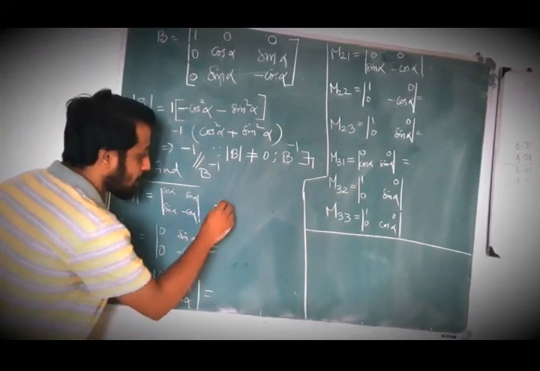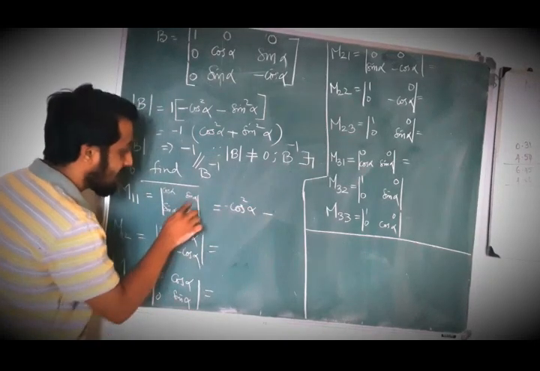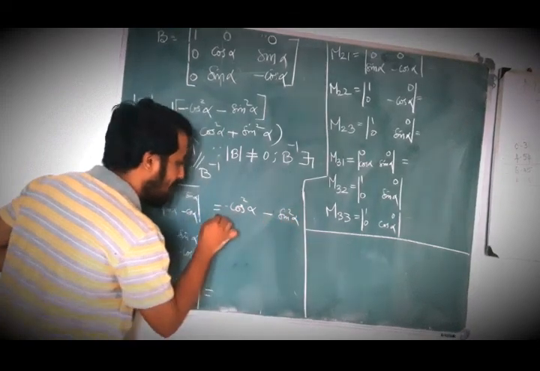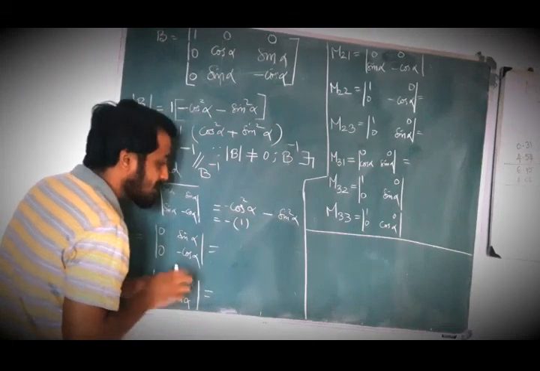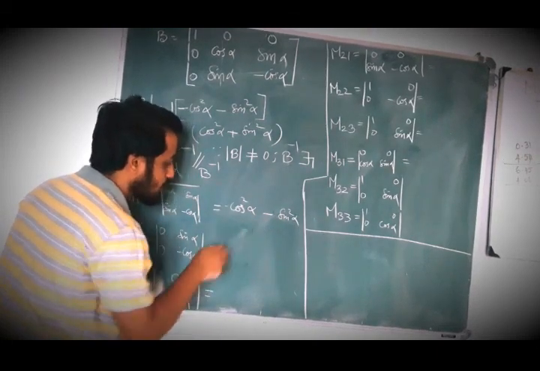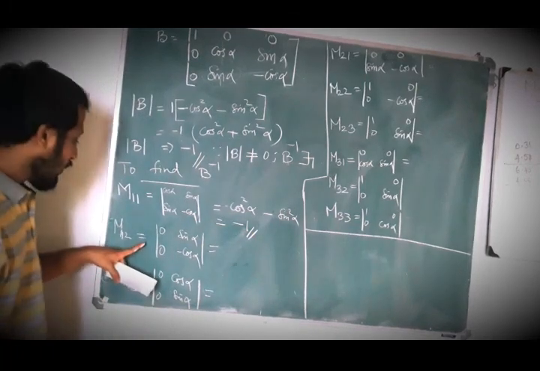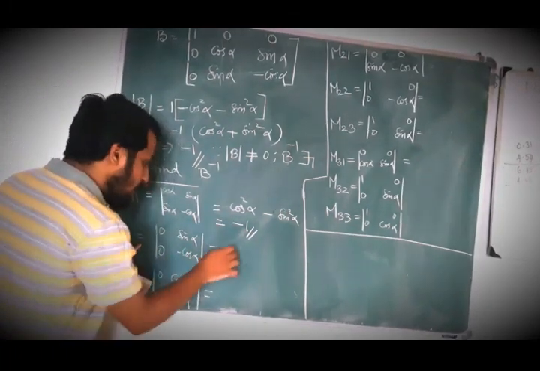Minus cos alpha into cos alpha, minus cos square alpha, minus sin alpha into sin alpha, minus sin square alpha. If I am taking minus outside, cos square alpha plus sin square alpha is nothing but 1. So the answer is minus 1. Yes or no? So this minor is nothing but minus 1. Is it clear?